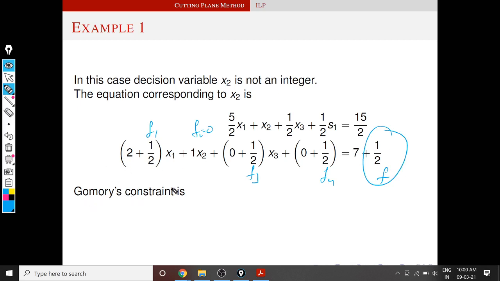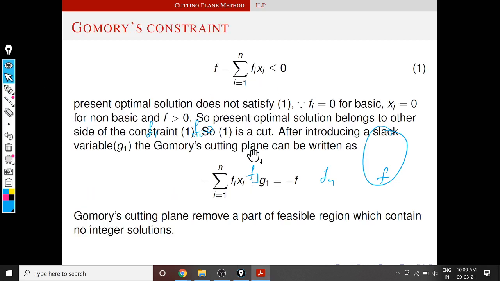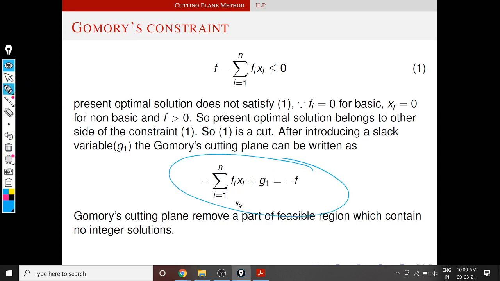Then how to introduce Gomory's constraint? Gomory's constraint is like this: minus sigma i equal to 1 to n fi xi plus g1 equal to minus f. This is the Gomory's constraint. You should remember this by heart. How to introduce this Gomory's constraint.